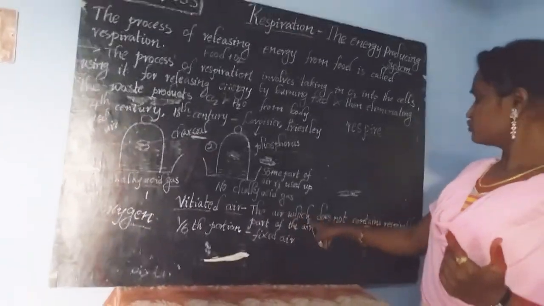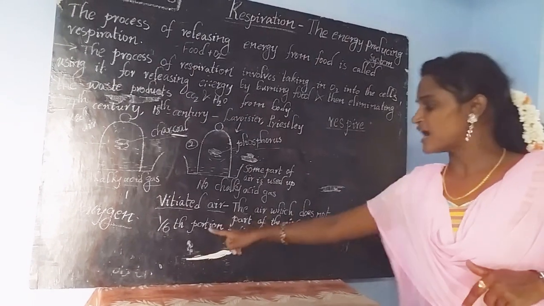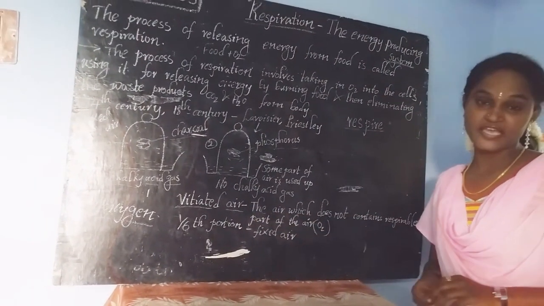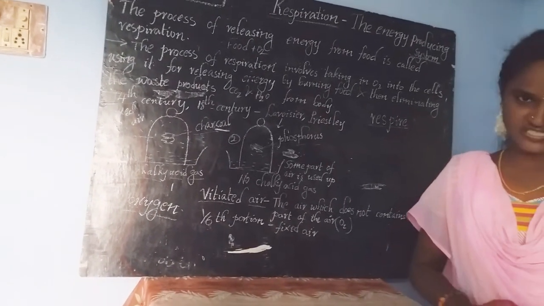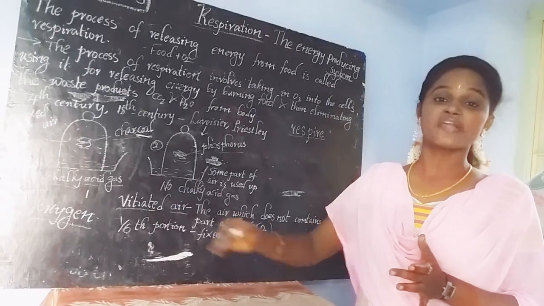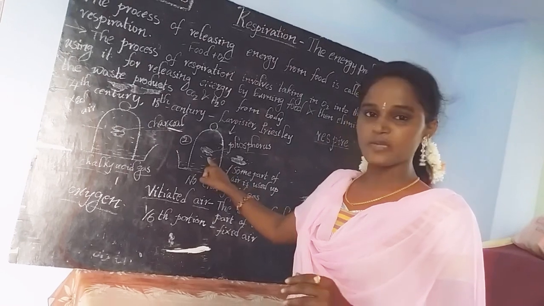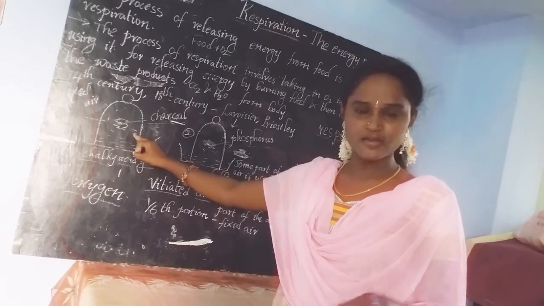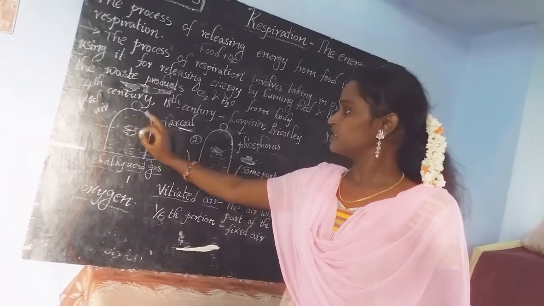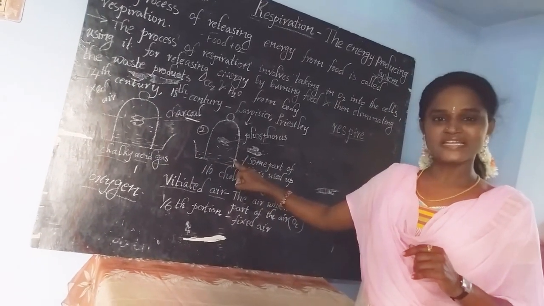See here, the air which does not contain the respirable portion of the air, the respirable part of the air, the air which is not containing oxygen. Here respirable part means oxygen. The air which is free of oxygen is called vitiated air. Here by burning the phosphorus, the respirable part of the air is used up. By burning charcoal, the respirable part of the air is used up. And here in this bell jar, it contains the vitiated air, and this bell jar also contains vitiated air.